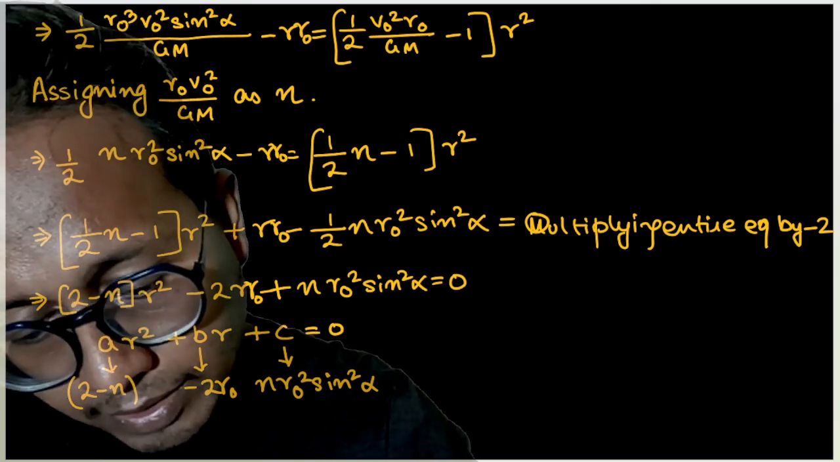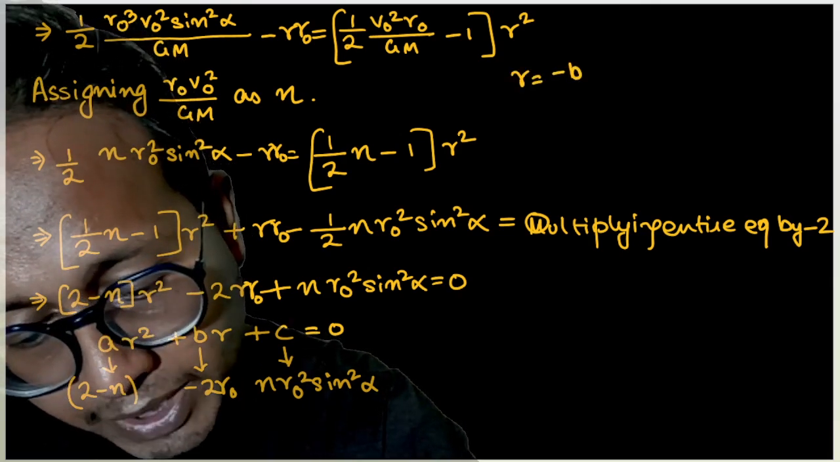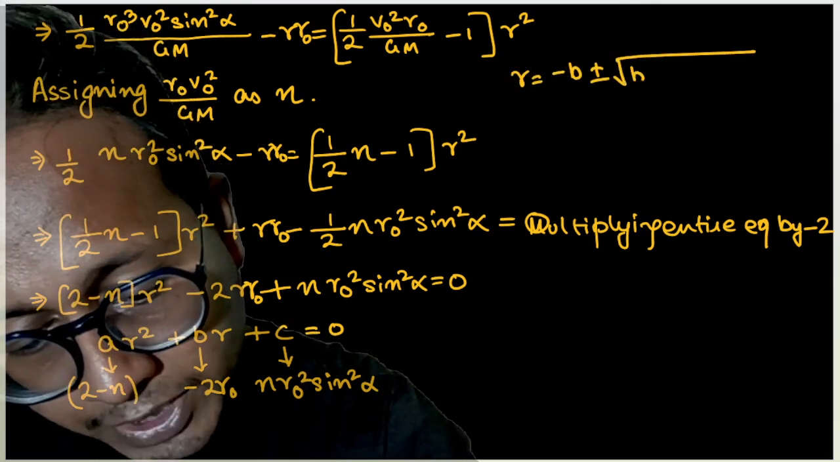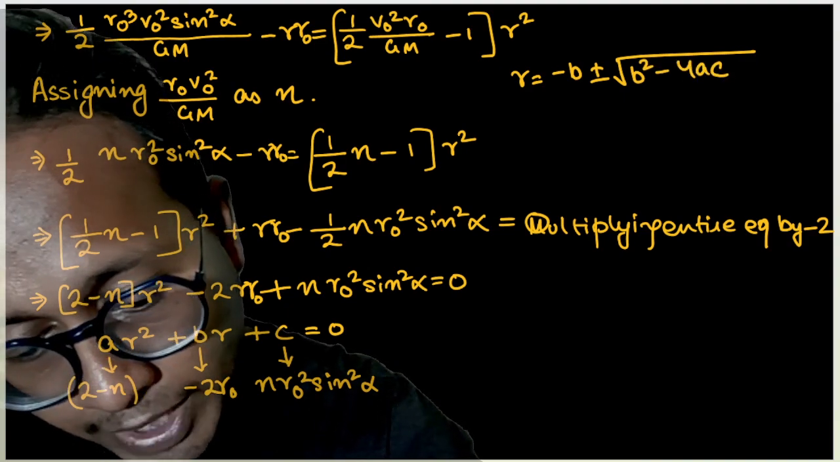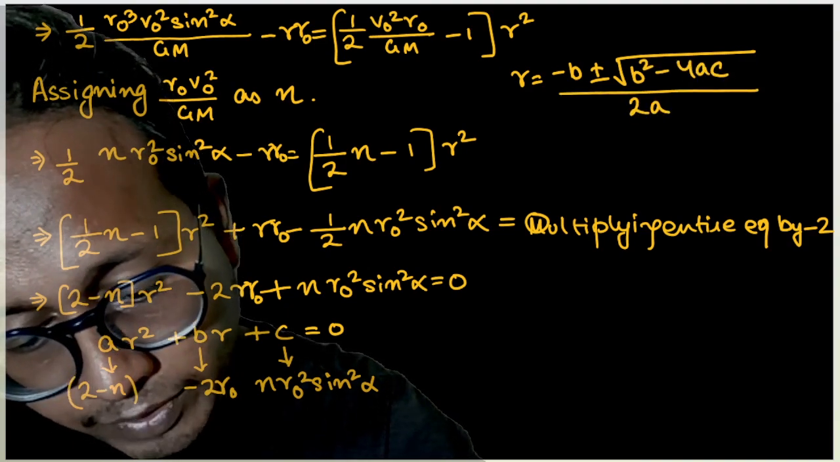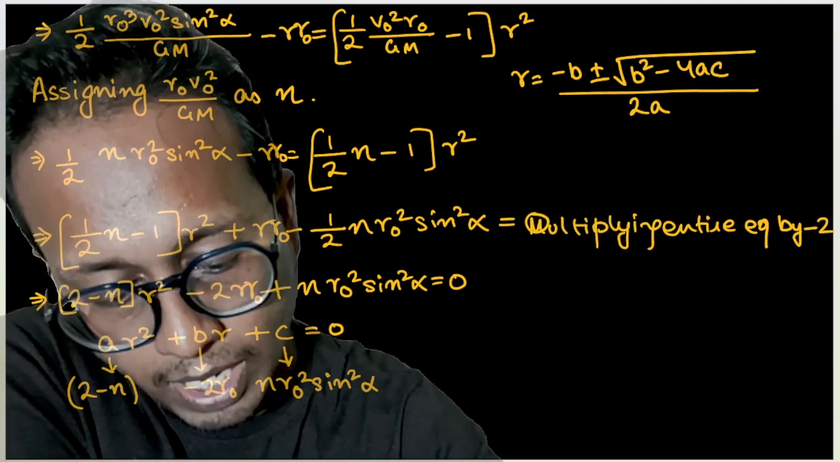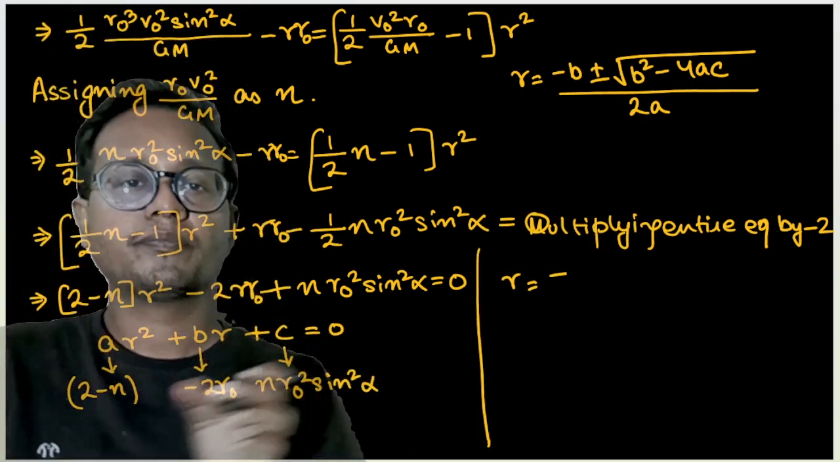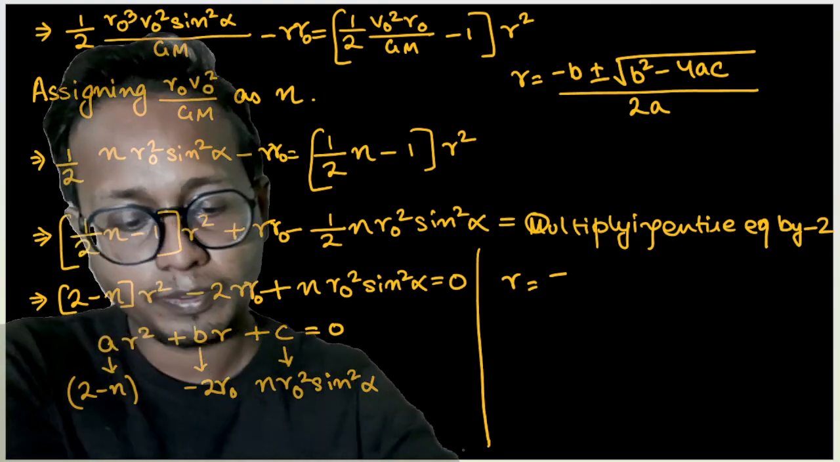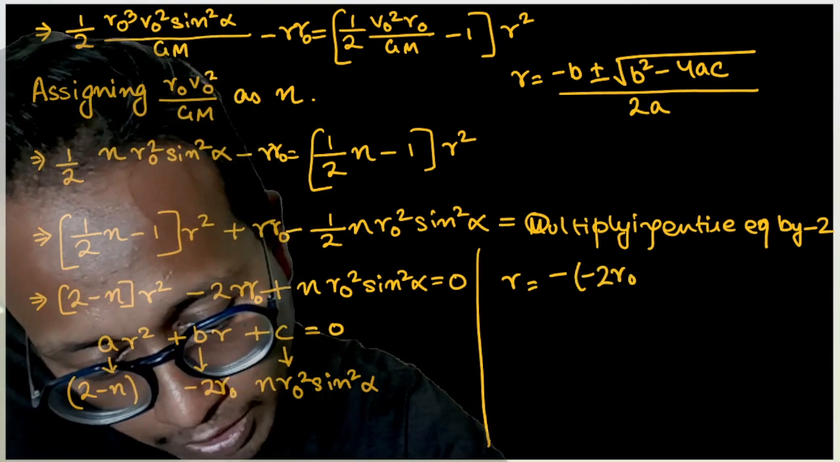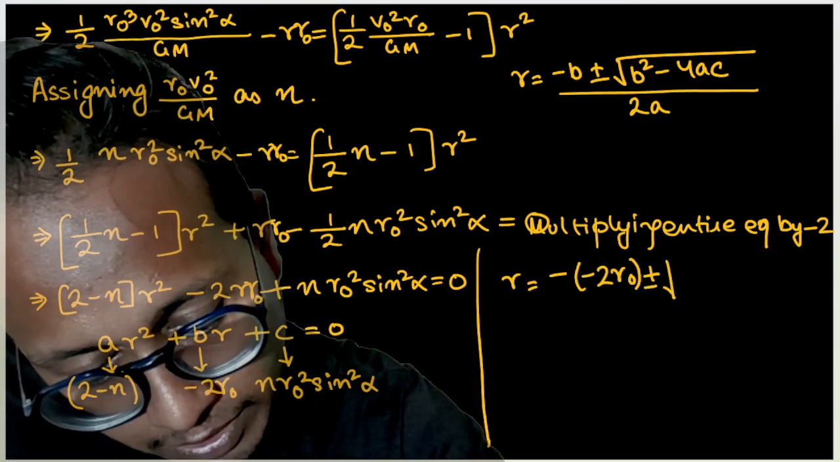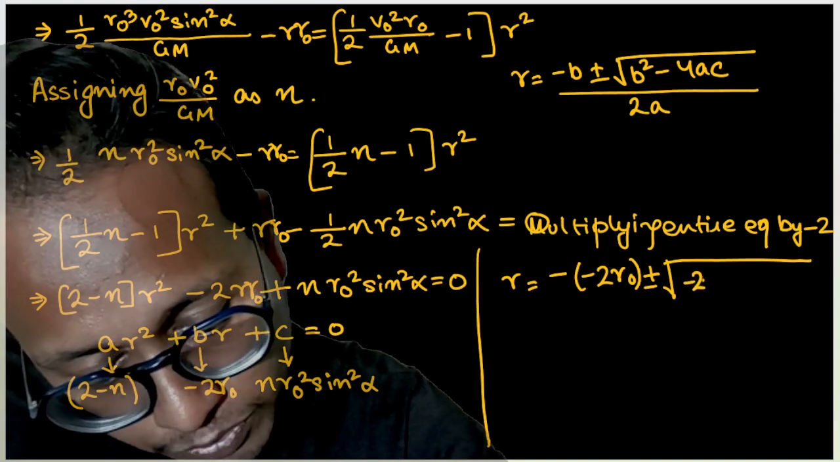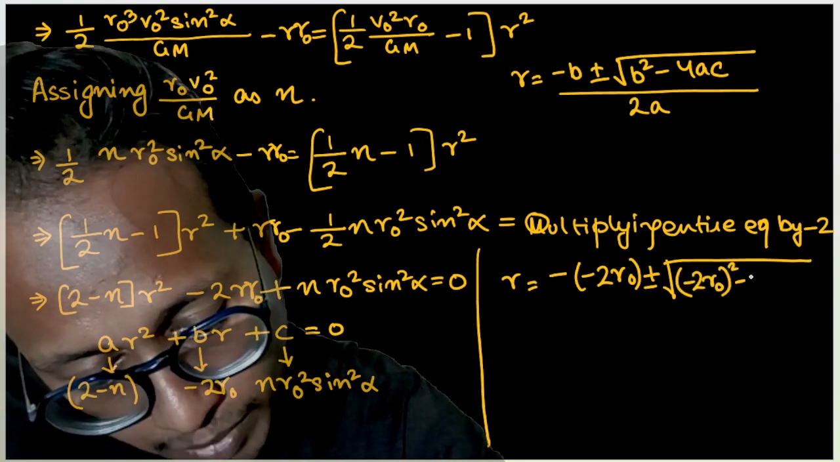Okay. The value of r is equal to minus b plus or minus the square root of b square minus 4ac, by 2a. This is the root of the quadratic equation. Isn't it? So r is equal to, what is the value of b? The value of b is nothing but minus 2 r naught. So minus 2 r naught plus or minus the square root of b square, or minus 2 r naught whole square, minus 4.